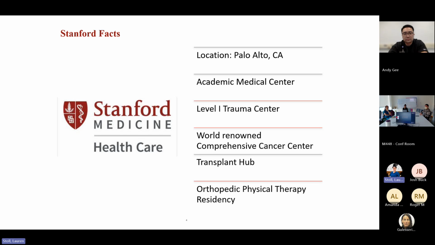And then Stanford also has a very well-renowned orthopedic physical therapy residency program in outpatient. They've been around, I think, over a decade now. So, lots of really great opportunities to learn and grow.